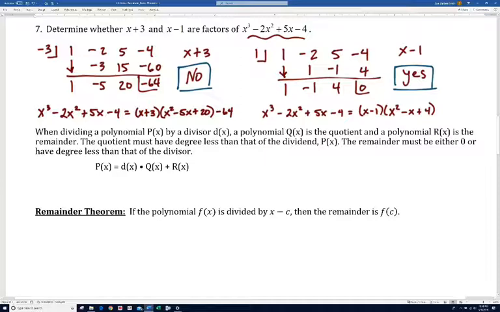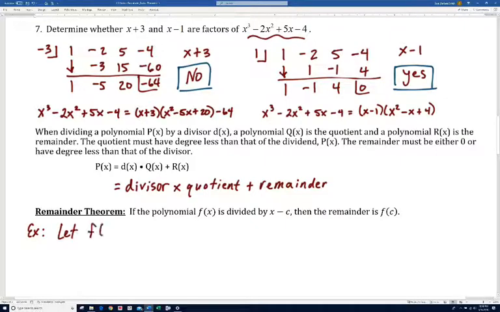All right, so let's go ahead and look at the remainder theorem here. If the polynomial f of x is divided by x minus c, then the remainder is f of c. Now this is a pretty simple theorem, but it's probably easier to understand by looking at an example. So we'll use what we just did up above on number 7. But anyway, let me go ahead and talk about the remainder theorem here.